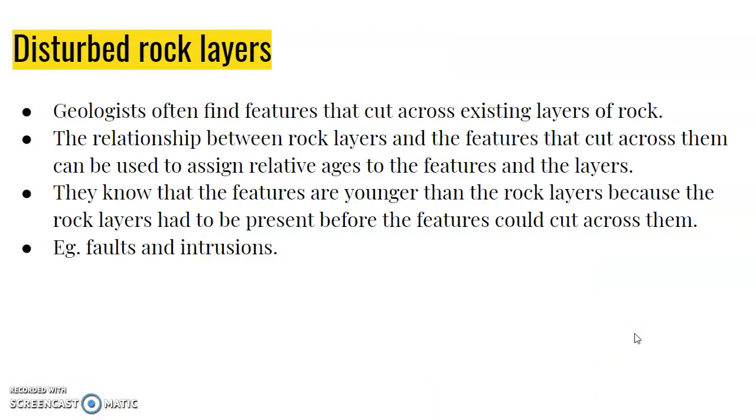Now, disturbed rock layers. Geologists often find features that cut across existing rock layers. And the relationship between rock layers and the features that cut across them can be used to assign relative ages to the features and the layers. How that works is that features are younger than rock layers, because we assume that rock layers had to be present before the features could cut across them.